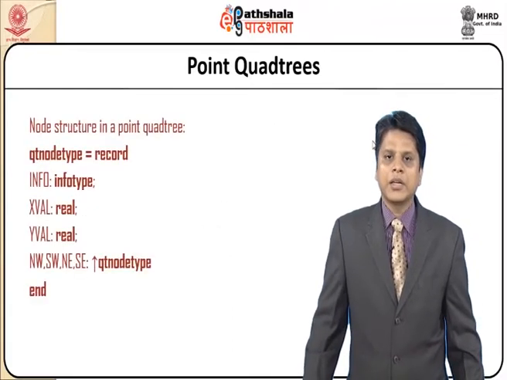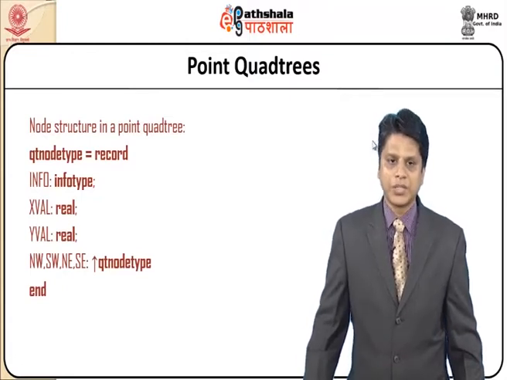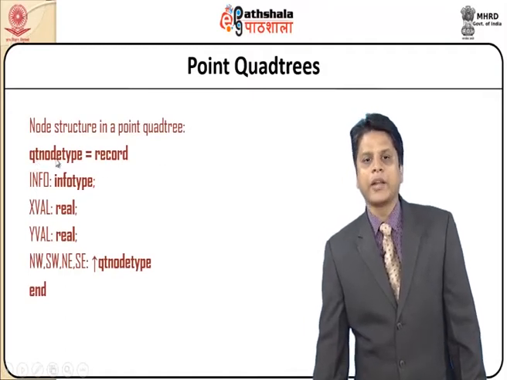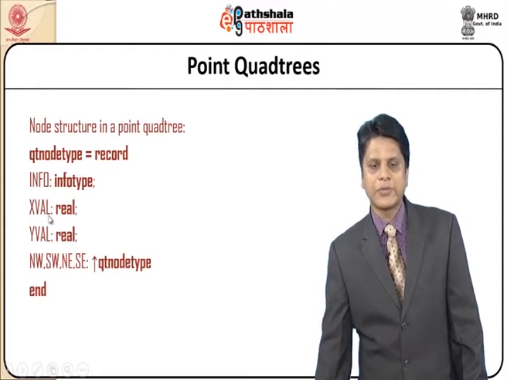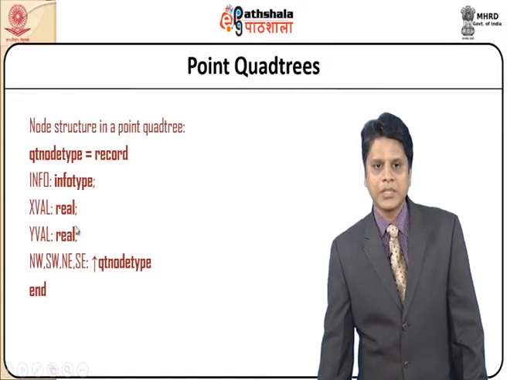Here comes the data structure for the point quad tree. The node structure is given in this form. Quad tree node type will be of record type, information will be of info type, x value is real, y value is real, and we have 4 directions: northwest, southwest, northeast, southeast, which are pointers to this quad tree node type.